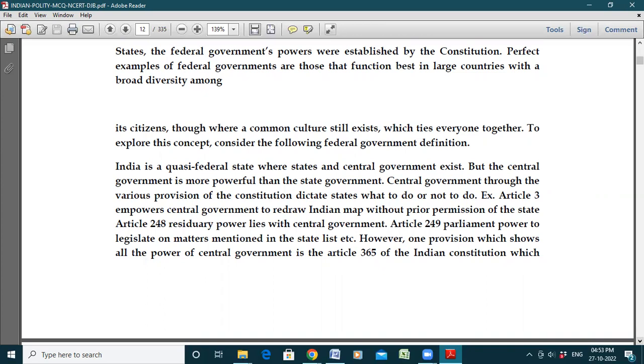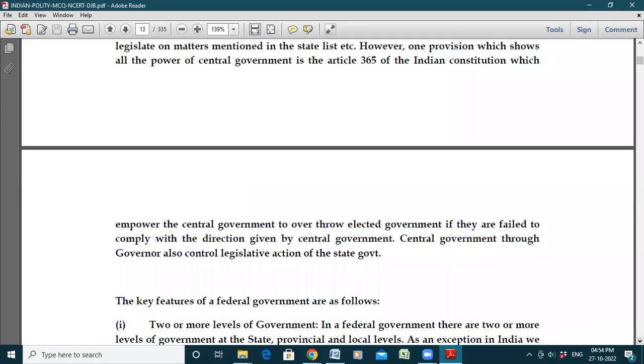But the central government is more powerful than the state government, because in case of emergency, the powers go to the central government, right? Article 3 empowers the central government to redraw the Indian map without prior permission of the state. Then Article 248, residue power lies with the central government. Then Article 249, Parliament has powers to legislate on matters mentioned in the state list. Then one provision which shows all the powers of the central government is Article 365 of the Indian Constitution, which empowers the central government to overthrow an elected government if they fail to comply with the directions given by the central government. So through the governor, the central government also controls the legislative action of the state government.